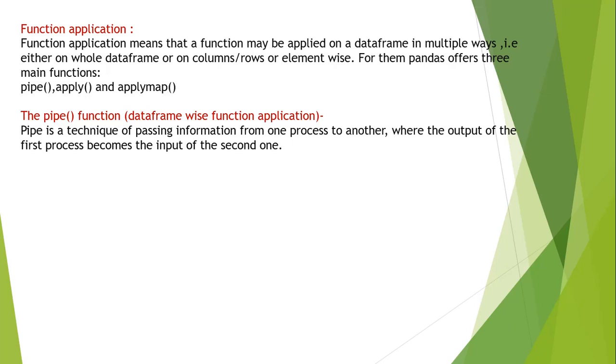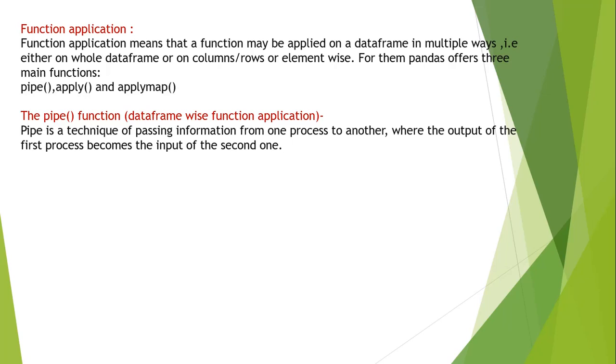First topic today is function application. What is the meaning of function application? Function application means that a function may be applied on a data frame in multiple ways. Suppose we have a data frame. The data frame consists of different elements, different rows, and different columns, and the data frame itself can be considered as a whole. So function application means in which way we are going to apply these functions.